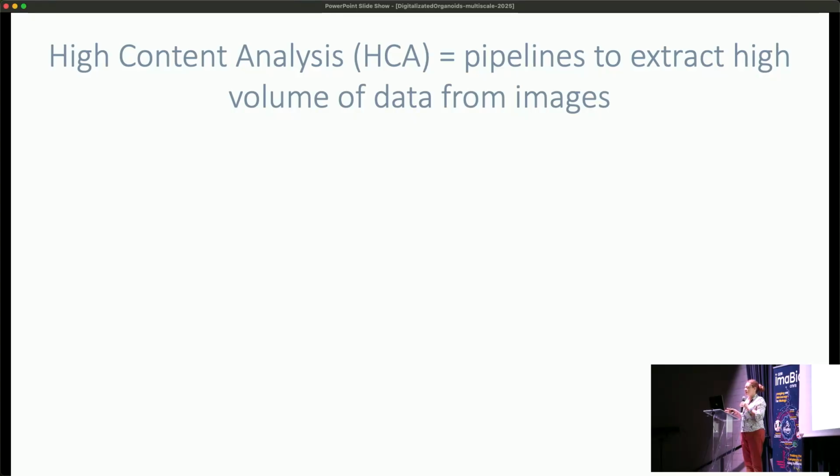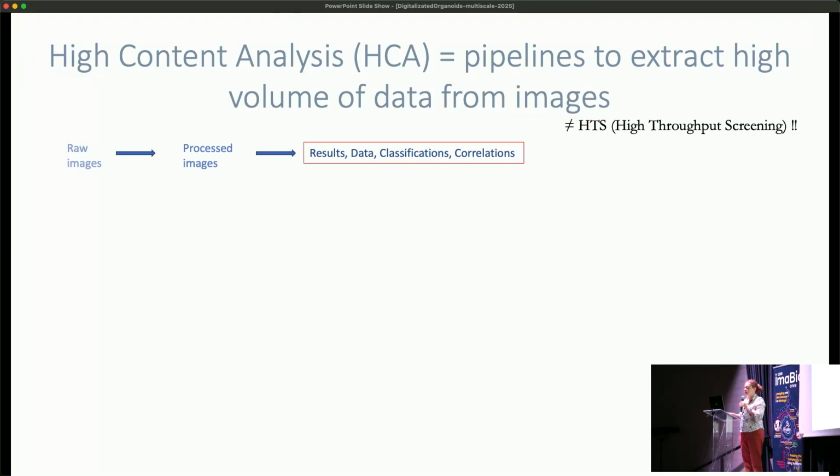Here, I'm going to talk about pipelines to extract a high volume of data from images. So you start with images, of course. We are here at MeFoBio. You are going to process your images and try to have beautiful images also, and you are going to extract your results, make some classification and correlation.